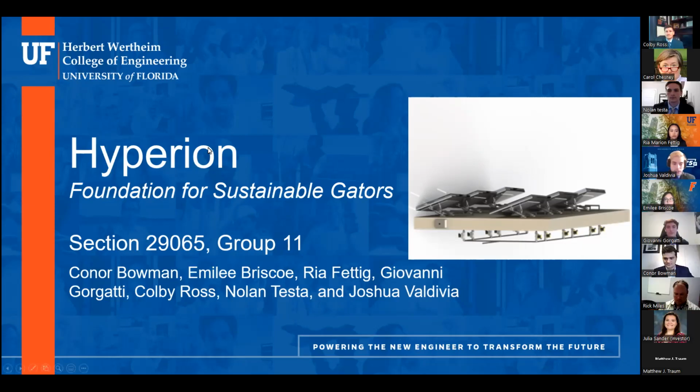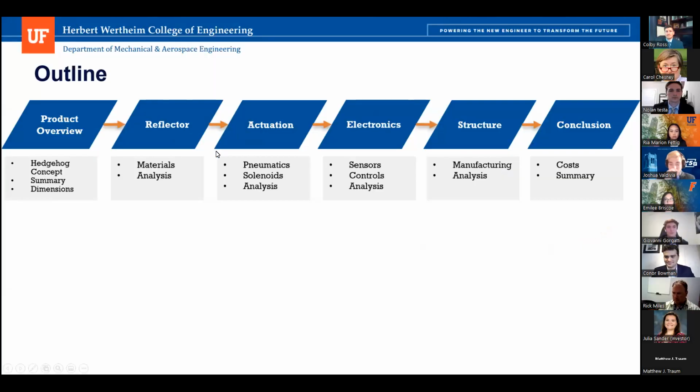So I'll first start off with an outline of what we're going to be talking about. We'll quickly do a product overview, go over the summary and the dimensions of it. And then we'll get into the reflector subsystem, the actuation, the electronics, the structure, and then finally finish up with the conclusion. For each of the subsystems, we're going to go over a little bit of the analysis and what was needed from the customers and why these systems exist.